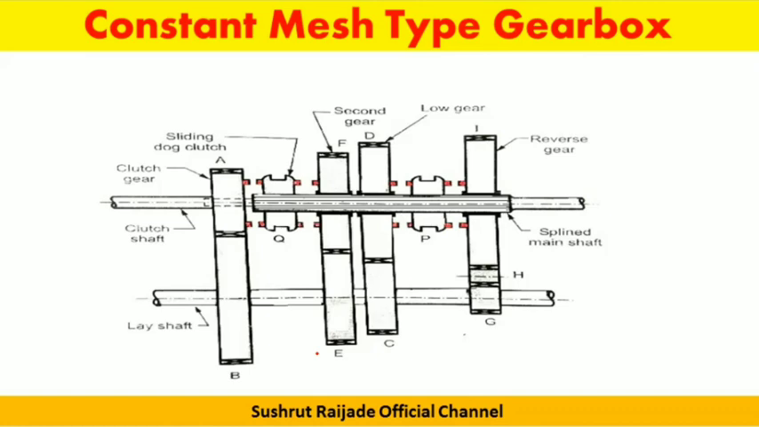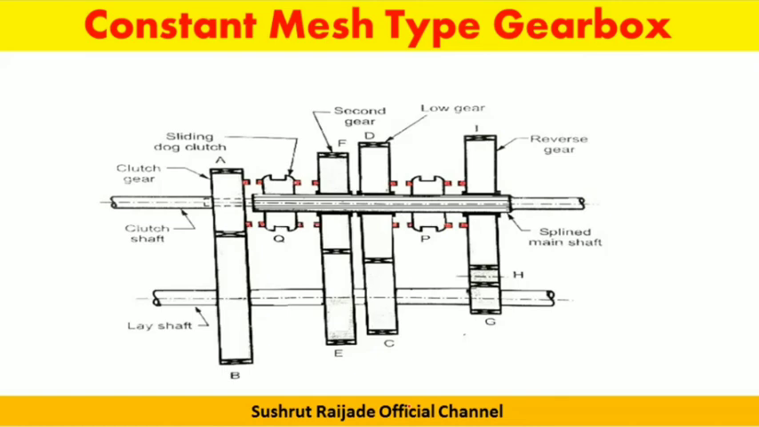Second is with the use of helical gears, the noise produced during the operation is reduced. Third advantage is that wear and tear of the dog teeth is reduced because all its teeth are in contact during power transmission as against the 2 to 3 teeth in case of a sliding mesh type. Okay, these are the advantages of the constant mesh type gearbox.